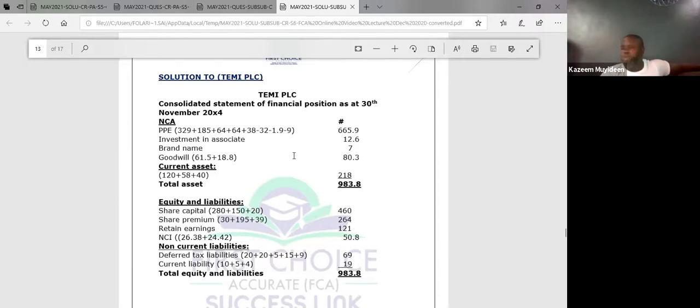It has impaired by 2, which is 7. The goodwill is 80.3. Then goodwill, 1.5 plus this will give us 80. Current asset 218. Total asset equals total liability.